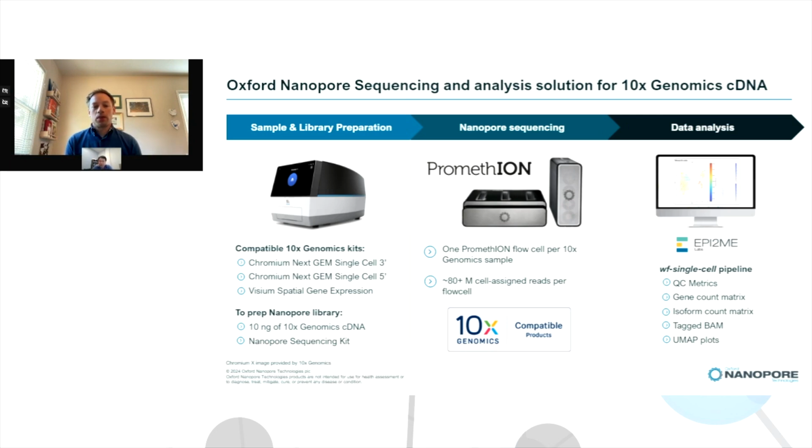And the output that you get from our tool will give you cell by gene that you're used to getting from Cell Ranger, for example. But you'll also get cell by isoform count matrices, as well as a tag bound file and a couple other useful metrics. So hopefully that was a useful update on the latest from Nanopore.